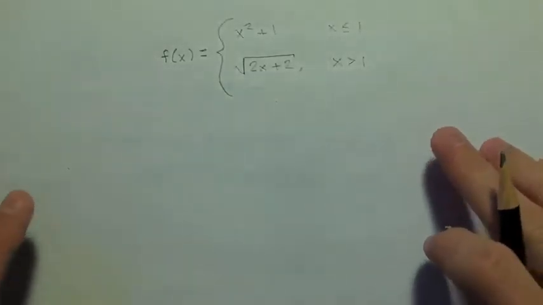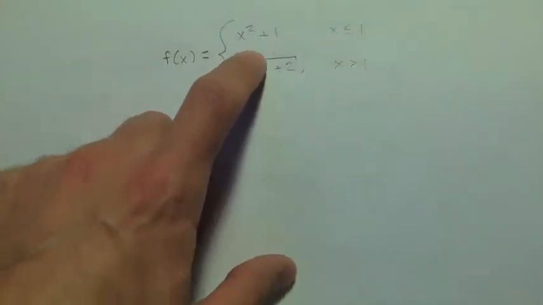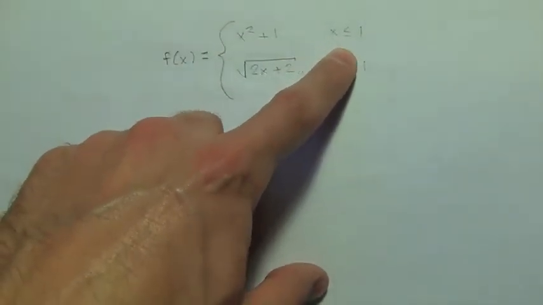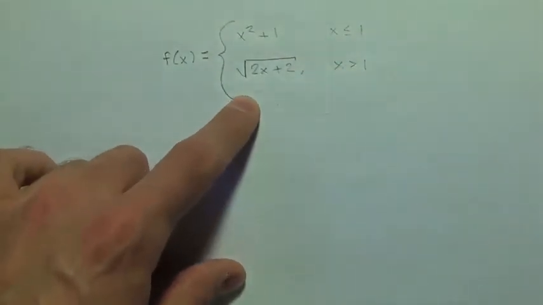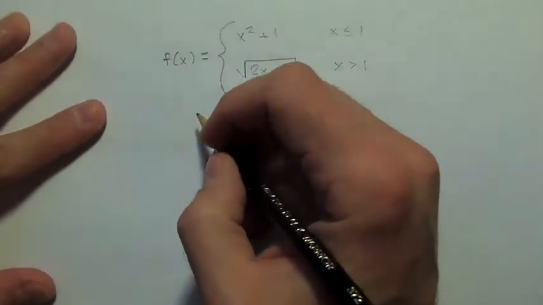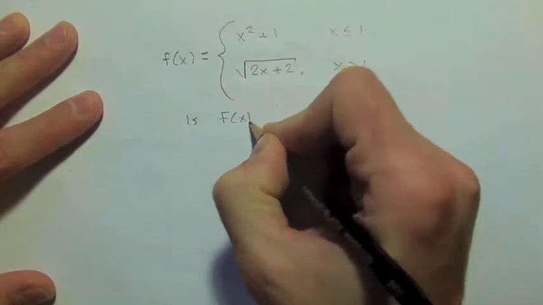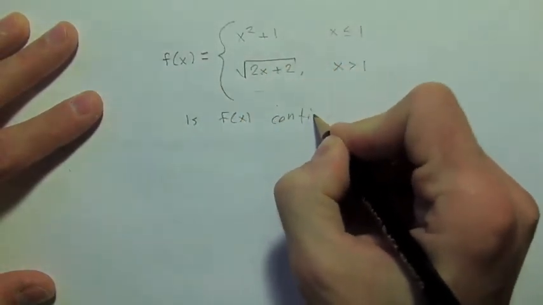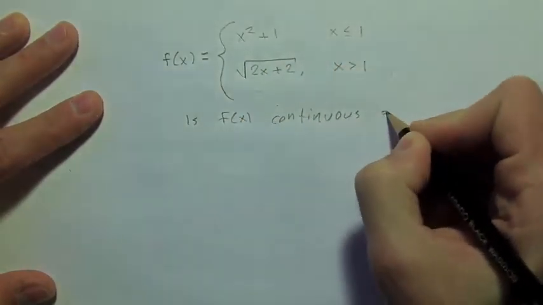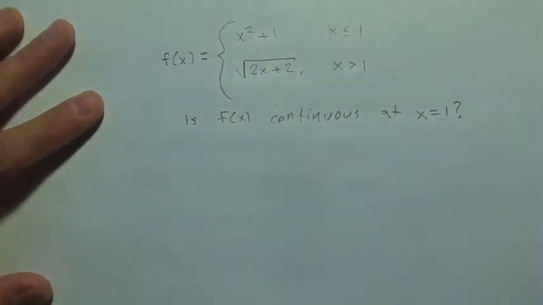Okay, so for the next example, let's look at f of x is equal to x squared plus 1 when x is less than or equal to 1, and the square root of 2x plus 2 when x is strictly greater than 1. Okay, now which point are we going to be looking at? x equals 1, of course. So is f of x continuous at x equals 1?